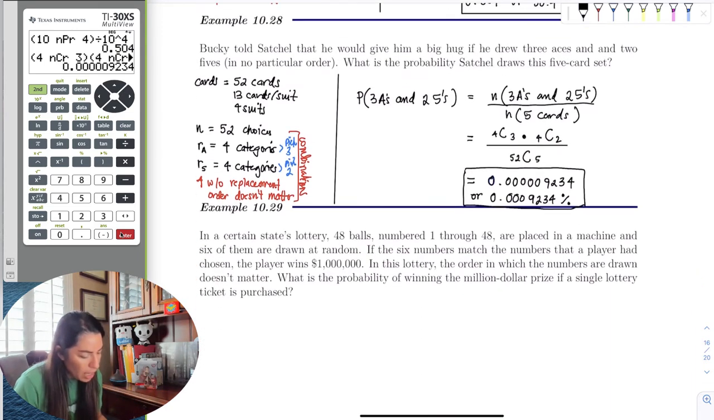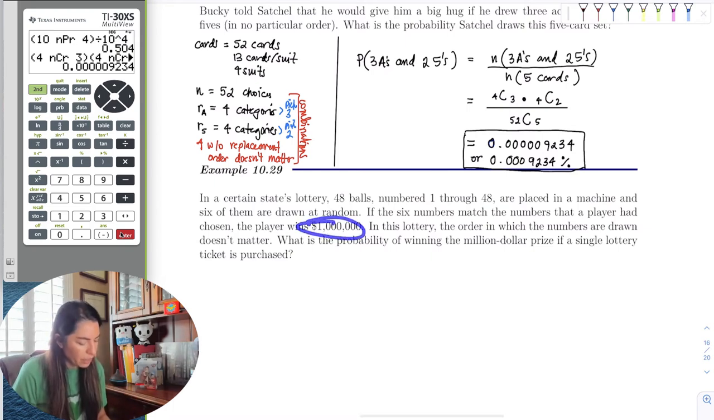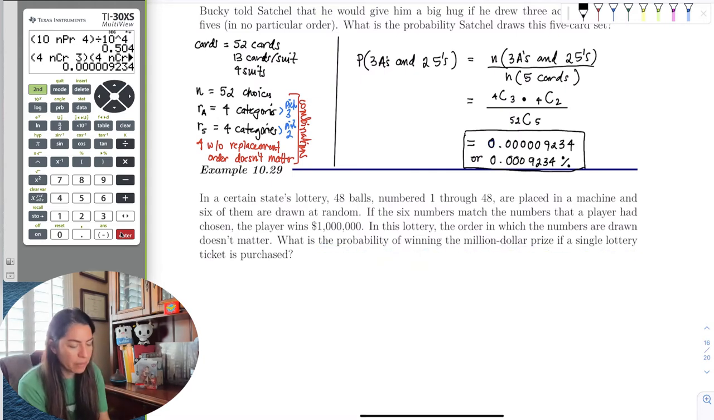All right. And so we come upon the next example, which is the lottery, which is so great. Because let's just say in a certain lottery, 48 balls numbered 1 through 48, natural numbers, are placed in a machine, and it's like the super lotto, and then the balls come out, and six numbers come out, and if you get all six, you win the lotto, right? So for the sake of the problem, let's say the lotto is $1 million. Of course, it changes every week, but for argument's sake, it'll be $1 million. In this lottery, the order in which the numbers are drawn doesn't matter. So if it doesn't matter, it's your hint for combinations. What is the probability of winning first prize?